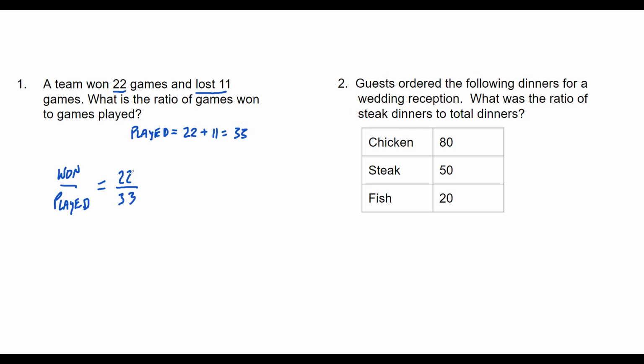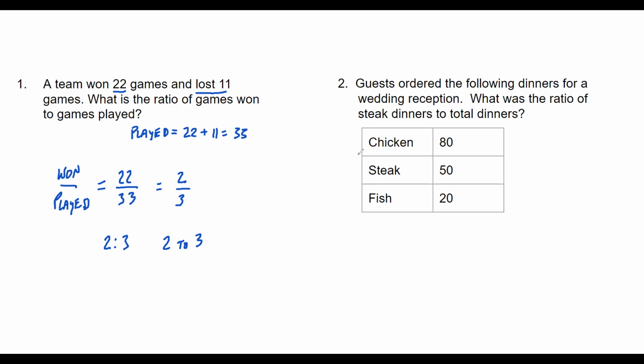So we start out with 22 over 33, or 22 to 33. But if we reduce this in our calculator, we're going to find out that this reduces to the fraction 2 over 3. Now there's 3 forms of a ratio. We can express it like a fraction, like that, or we could say 2 colon 3, or we could say 2 to 3. All of those would be acceptable answers to that question.